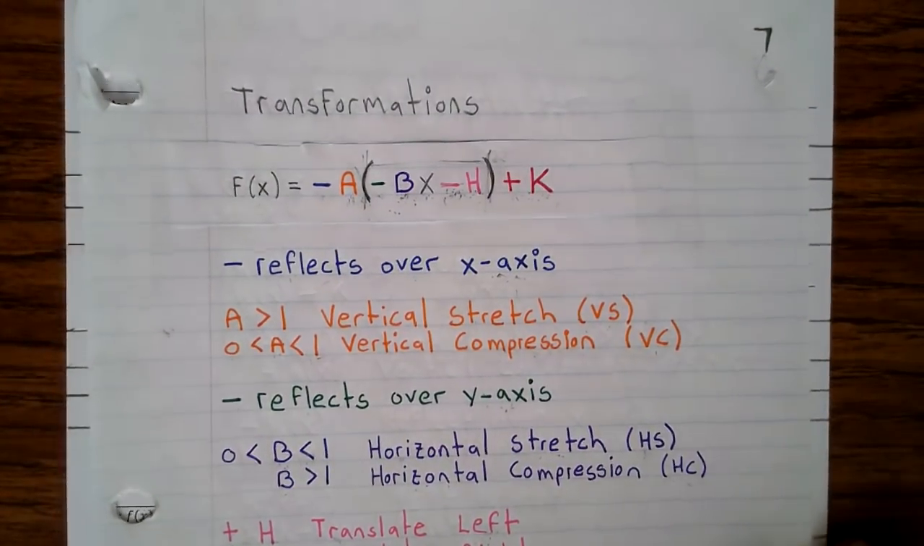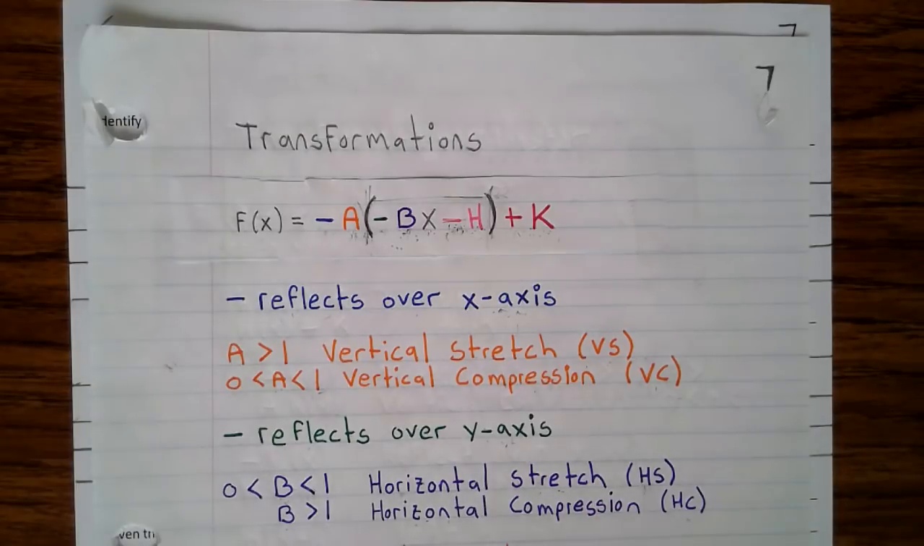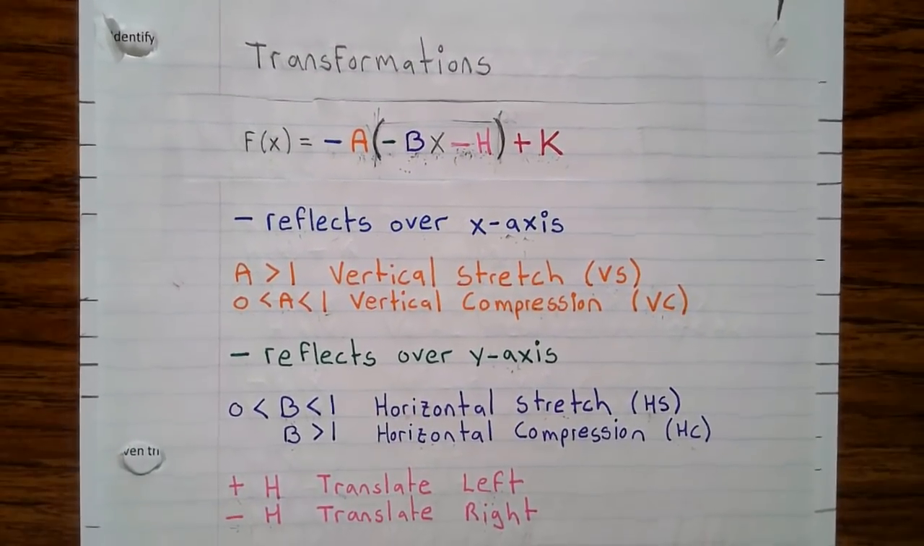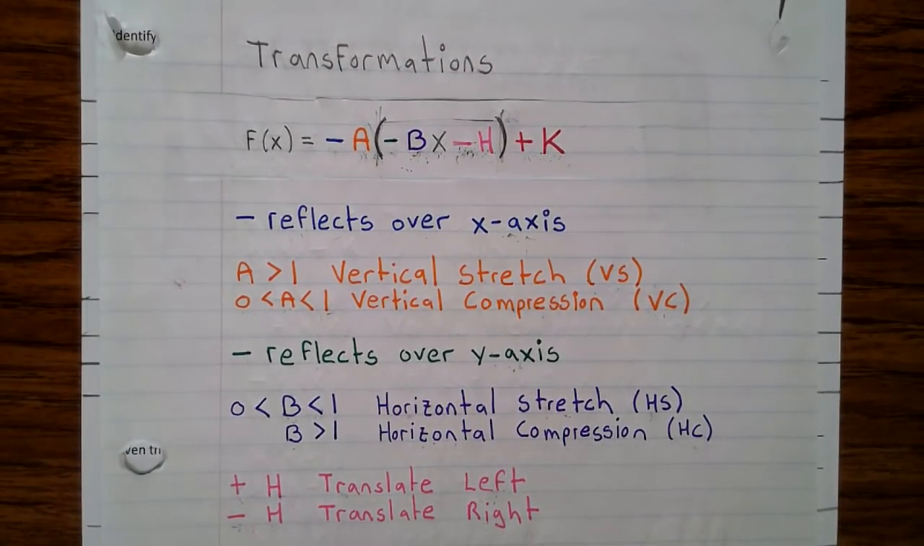Now, these notes should look familiar because we did them with the transformation monster, but this time I've added some color to kind of emphasize it. Okay, so transformations. f of x equals negative a, parentheses, negative b, x minus h, plus k. Now, the negative in front of a tells you that it reflects over the x-axis.